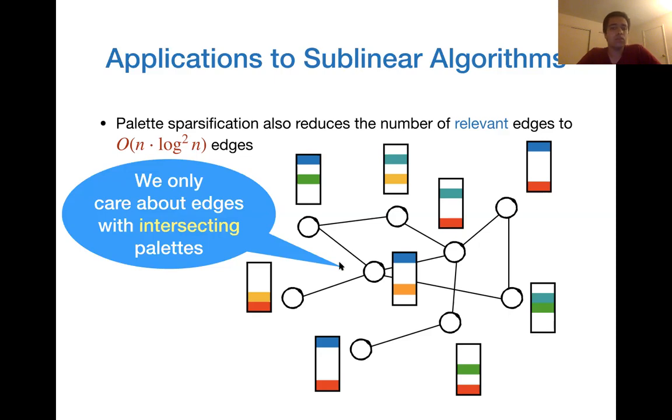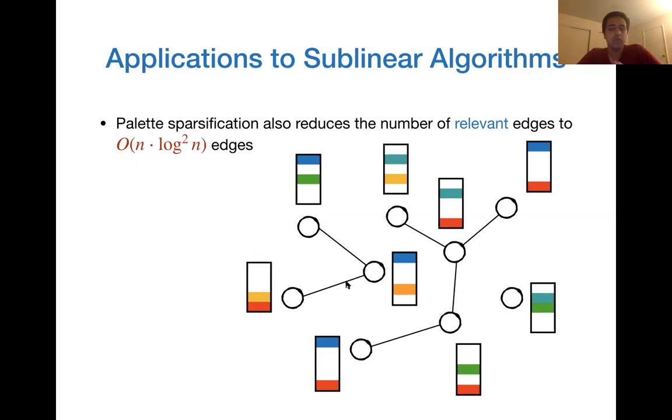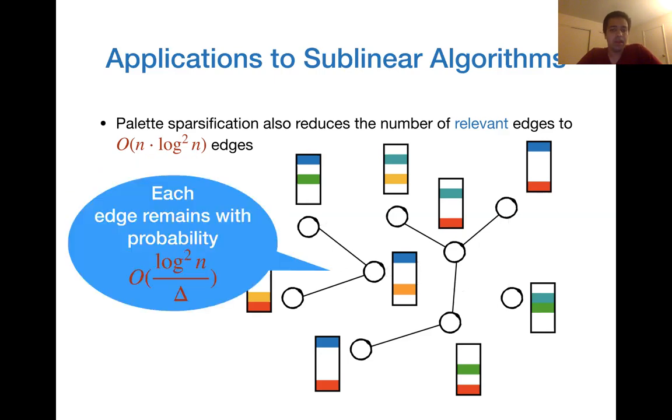Otherwise, that edge is not going to affect the final coloring of the graph. Okay. And so we can remove a bunch of edges from this graph. And it's a very easy calculation to see that because we are picking two random sets of size log n from a universe of size delta, the probability that they intersect is roughly log square n over delta. And so each edge is going to remain in this graph with a very low probability.